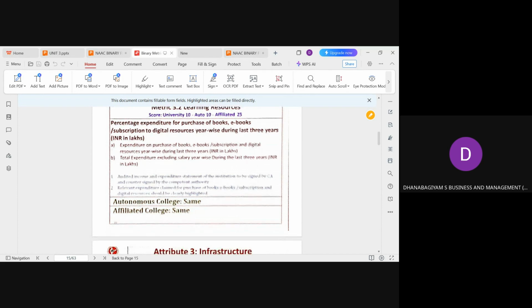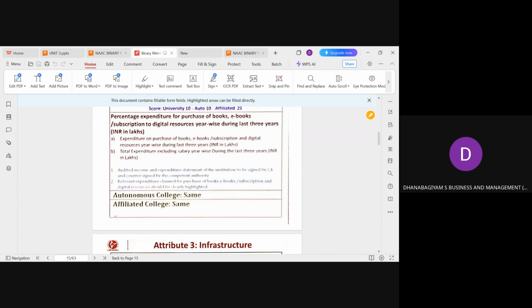Likewise, we can subscribe to some databases and have them in the library. So this carries a very good score.